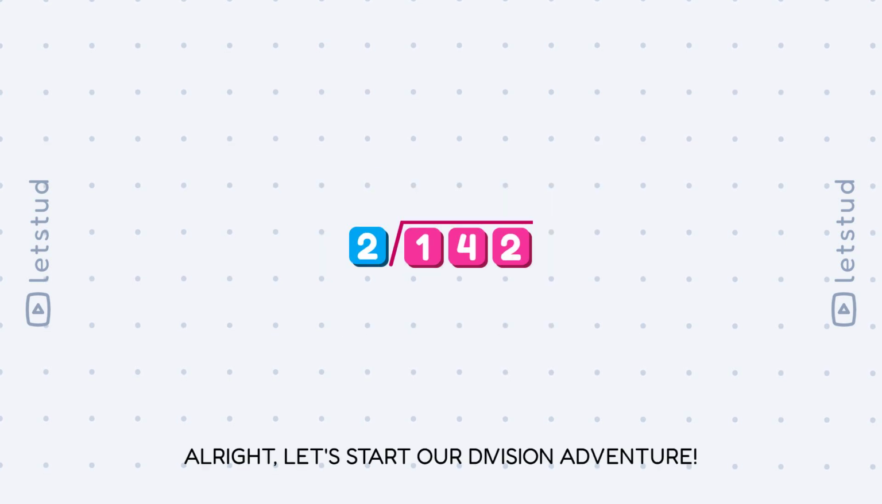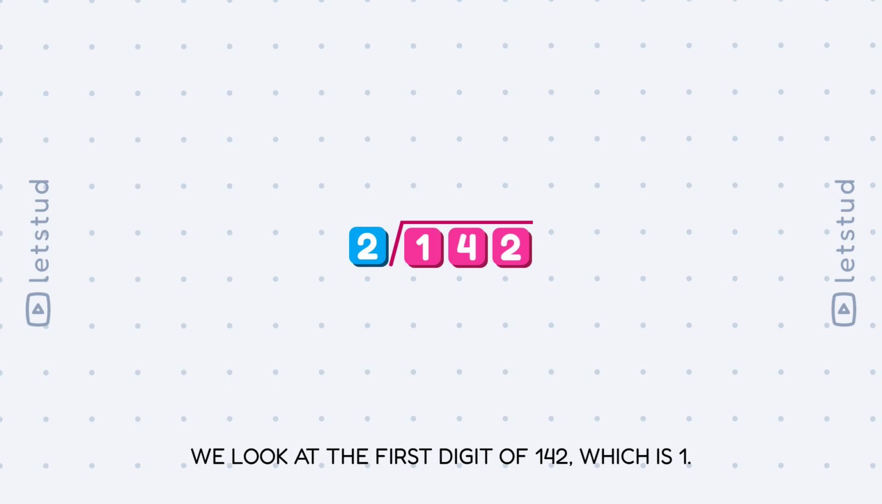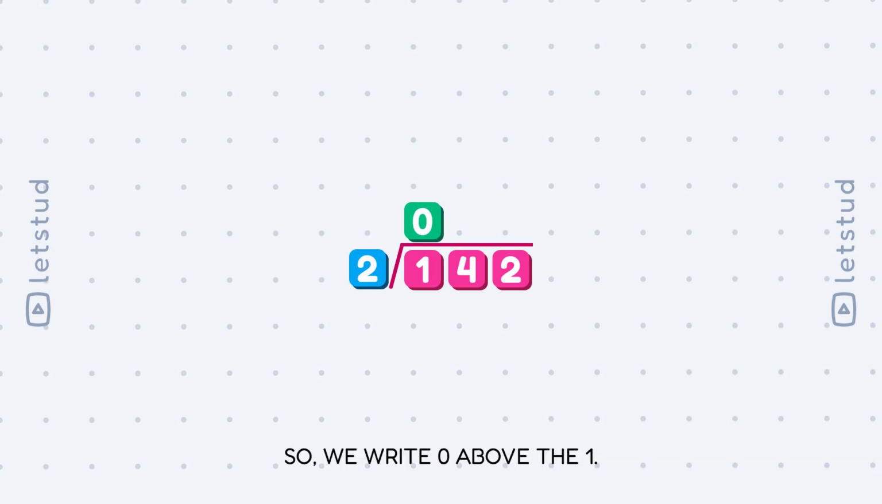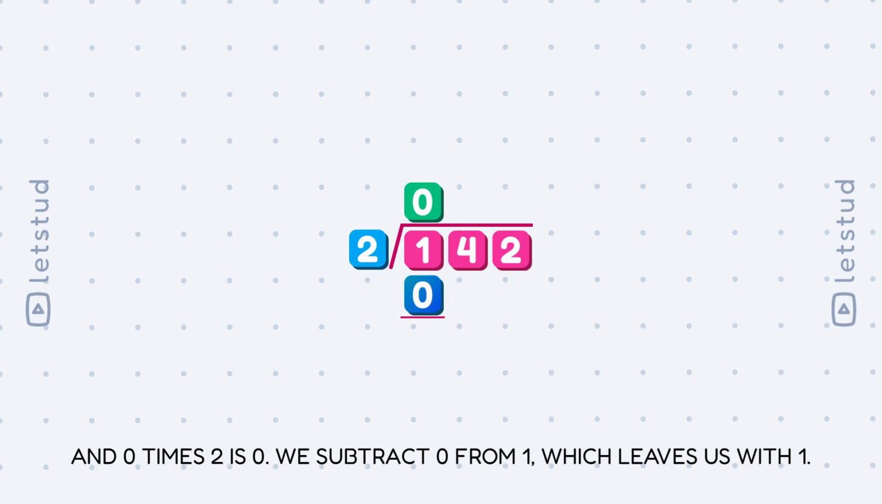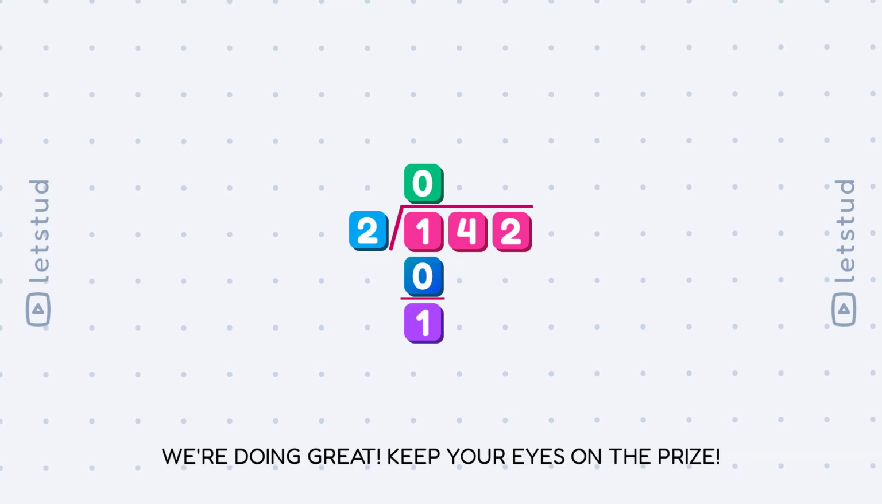All right, let's start our division adventure. We look at the first digit of 142, which is 1. How many times does 2 fit into 1? 0 times. So we write 0 above the 1. And 0 times 2 is 0. We subtract 0 from 1, which leaves us with 1. We're doing great. Keep your eyes on the prize.